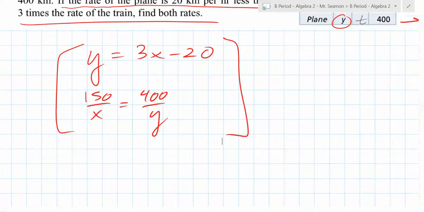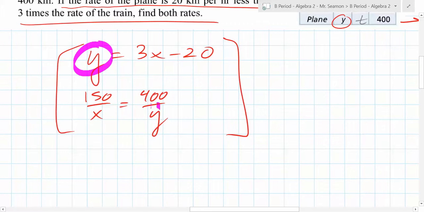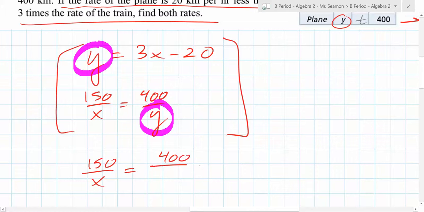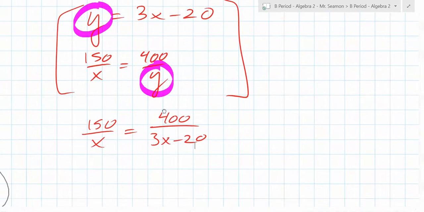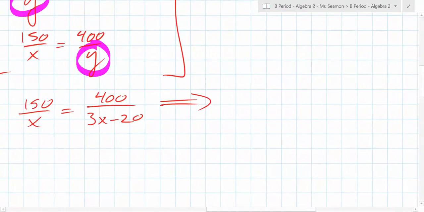Have we isolated y in the first one? So where can you take this? You could take this and plug it in right there. So what's it going to become? 150 over x is equal to 400 over 3x minus 20. How many variables do you see right there? One equation, one variable. Theoretically, we can solve this. What are we going to do? Cross-multiply.